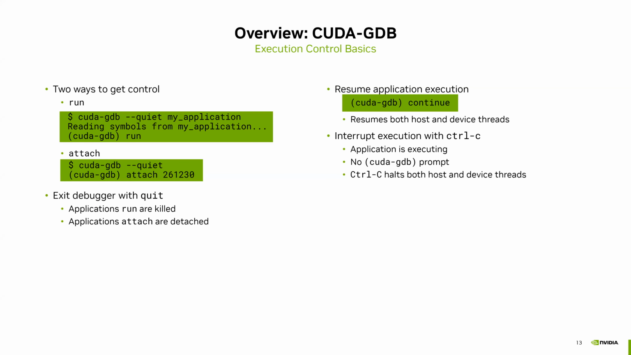So let's talk about some execution control basics. There's 2 ways to get control: run or attach. If you're going to run, that means you're going to start a new process or a new application that's under CUDA-GDB's control. You need to provide the name of your a.out. So in this case, it's my application, my_application. And then when I type run, it's going to start a new process. Attach means you're going to attach onto an already running process. This can be a CUDA process, so it could be executing CUDA code. But what you do is you provide the PID. So the host side PID is what you're going to attach onto.